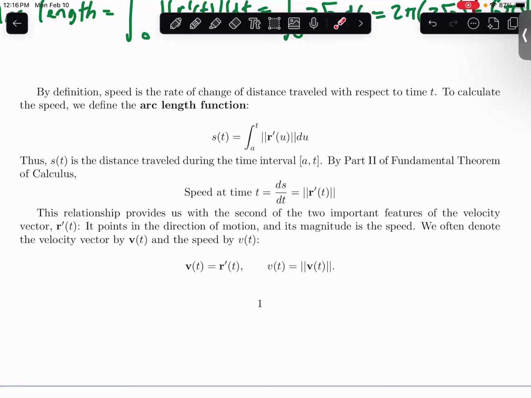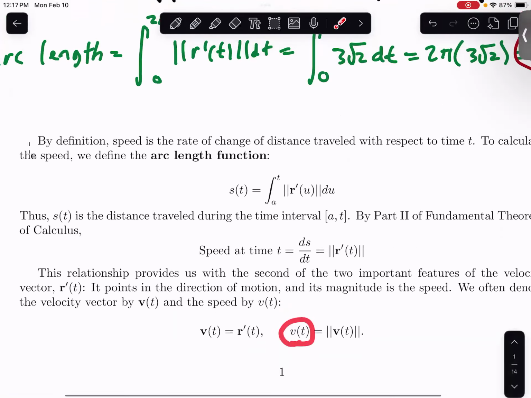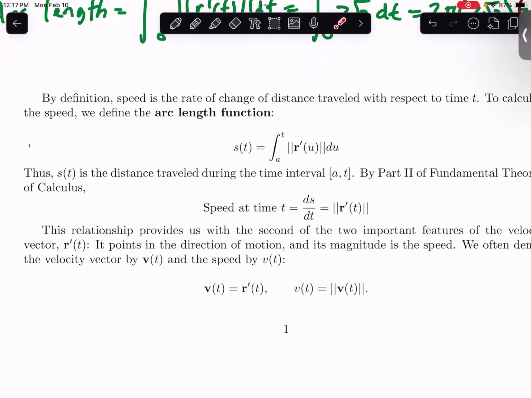And so this relationship provides us with the second of the two important features of the velocity vector given by r prime of t. It points in the direction of motion, and its magnitude is given by speed. So those are the two things you need to remember regarding velocity, outlined here. This velocity vector, v of t, is just equal to the derivative of r of t. Maybe this will be confusing when I'm writing things out later on, but if it's bold, that means it's the velocity vector. When we talk about speed, speed isn't a vector. Speed is just the magnitude of the velocity vector, so it's just a number.